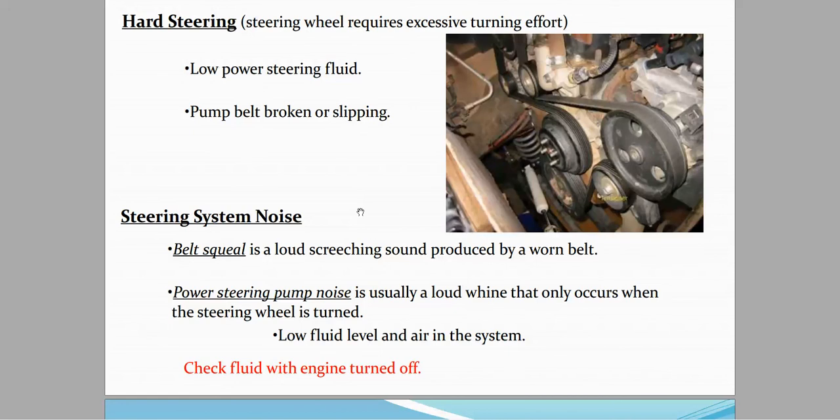We have to check the fluid level while the engine is turned off. If you check the fluid when the engine is turned on, you will see that the fluid level is quite low, and when the engine is not running or turned off, the fluid level will be at a high position. This is because the fluid is utilized during the time of engine running.